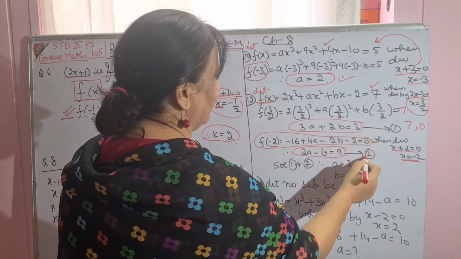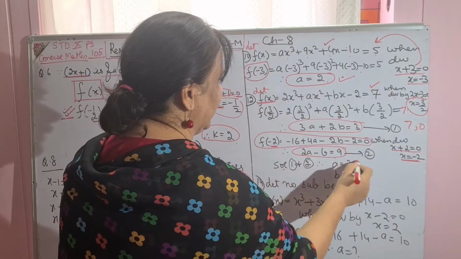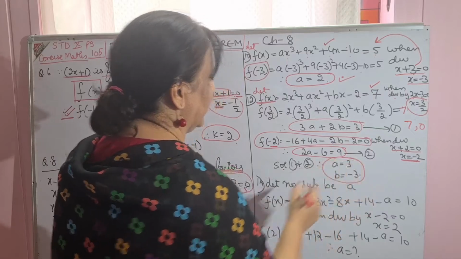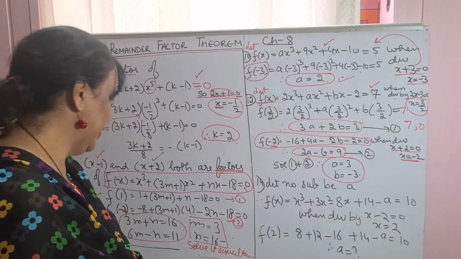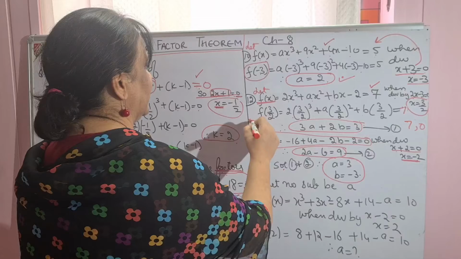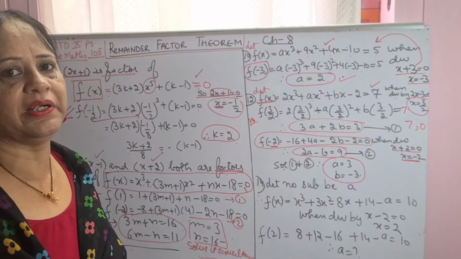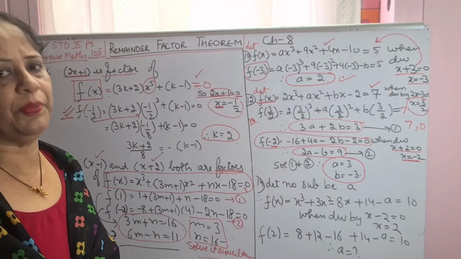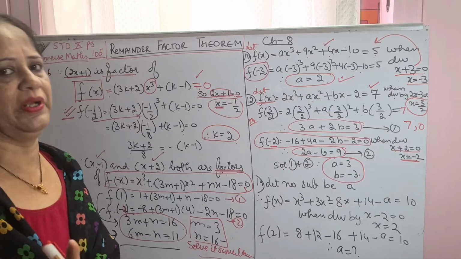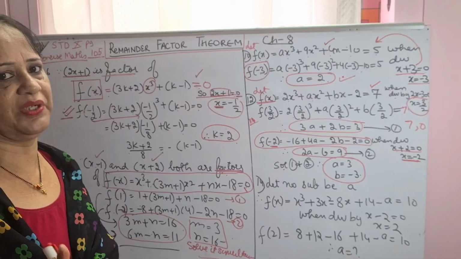Two equations I have got. I solved them simultaneously to get the value of a and b, and this is your required answer, a very very important sum. In this case the remainders were given directly. One polynomial was there, two remainders were there, two factors were there.